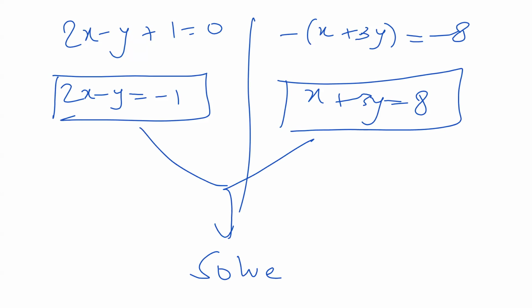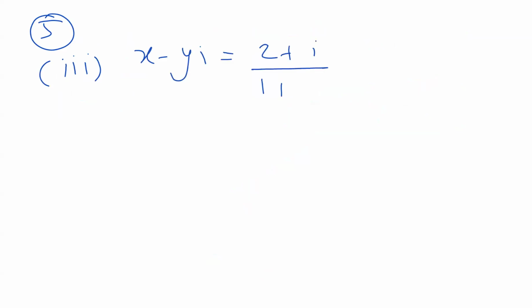Okay. That was sub question 2. Let's go to sub question 3. x minus yi is equal to 2 plus i upon 1 plus i.